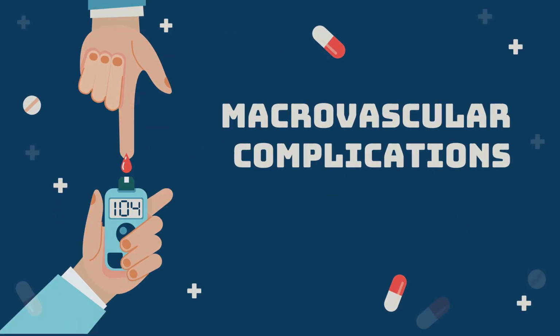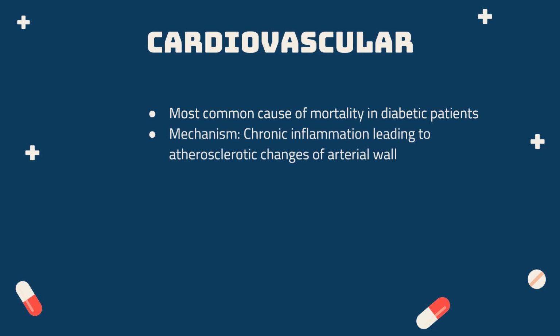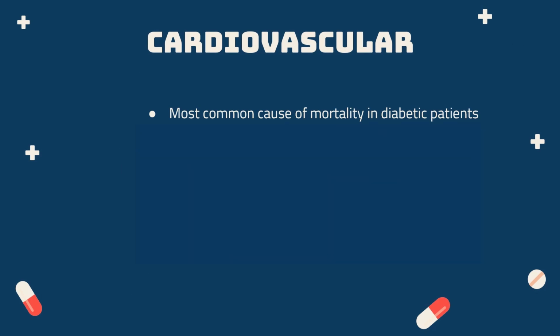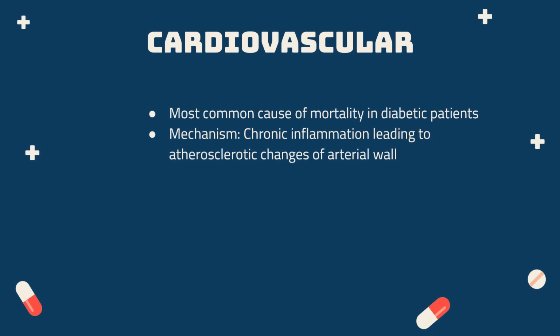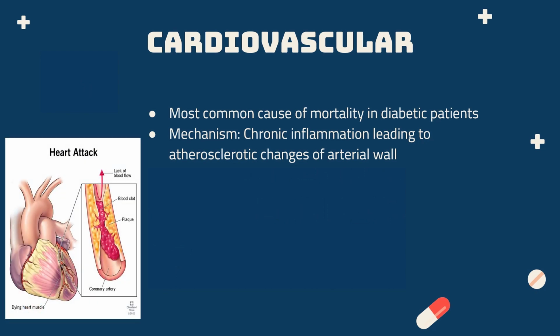Macrovascular complication. Cardiovascular event is the leading cause of mortality in patients diagnosed with diabetes. In people with diabetes, hyperinsulinemia and hyperglycemia contribute to chronic inflammation, leading to atherosclerotic changes of the arterial vessels and eventually causing occlusion of said vessels. For example, if the vessels that supply the heart are occluded and blood can no longer supply the heart, this will lead to myocardial infarction, or more commonly known as heart attack.